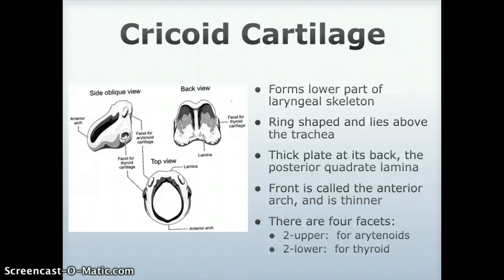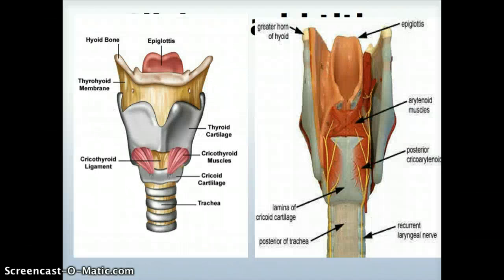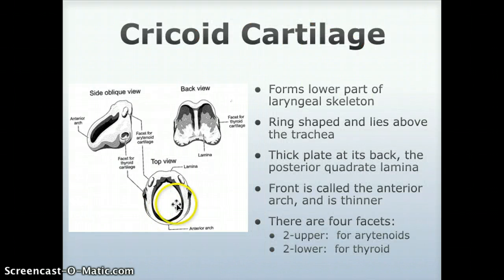Okay, the cricoid cartilage is the lower part of the laryngeal skeleton. It's the very bottom part. Let me go back and show you this picture. The cricoid cartilage is here at the very bottom. So here's the trachea, and then here's the cricoid cartilage. It's ring shaped, and it lies right above the trachea. It's really thick in the very back. Do you see how thick it is here? And then in the front, it's much thinner. The front is called the anterior arch.